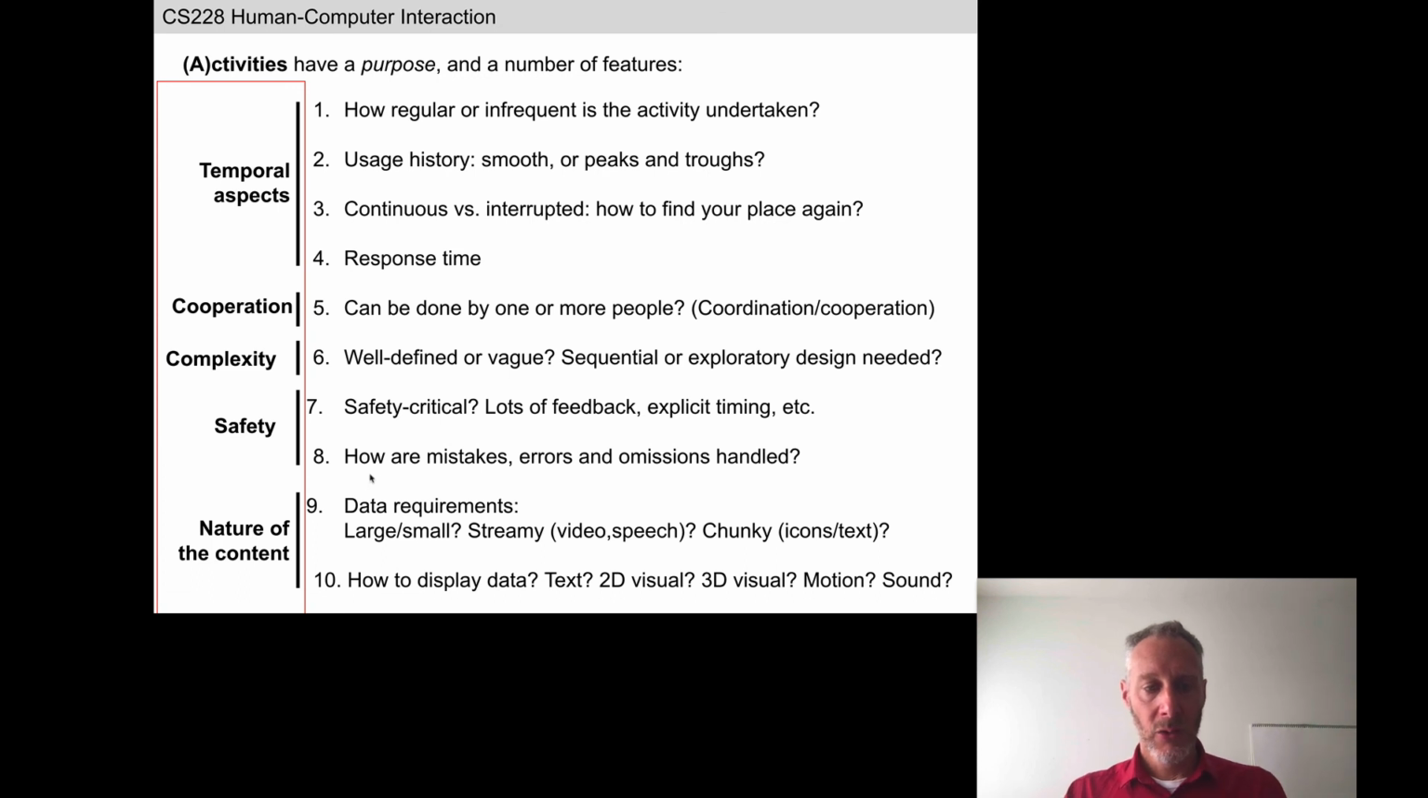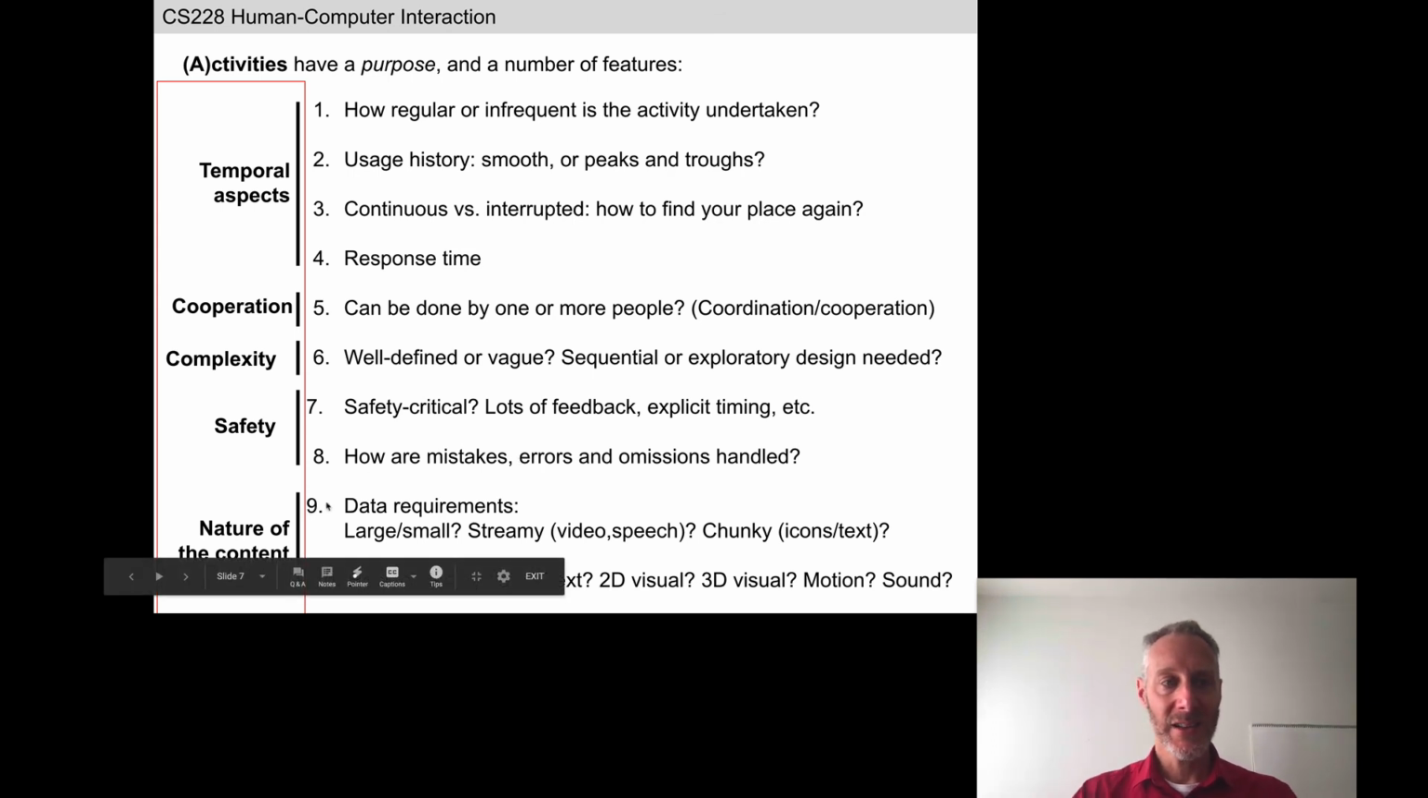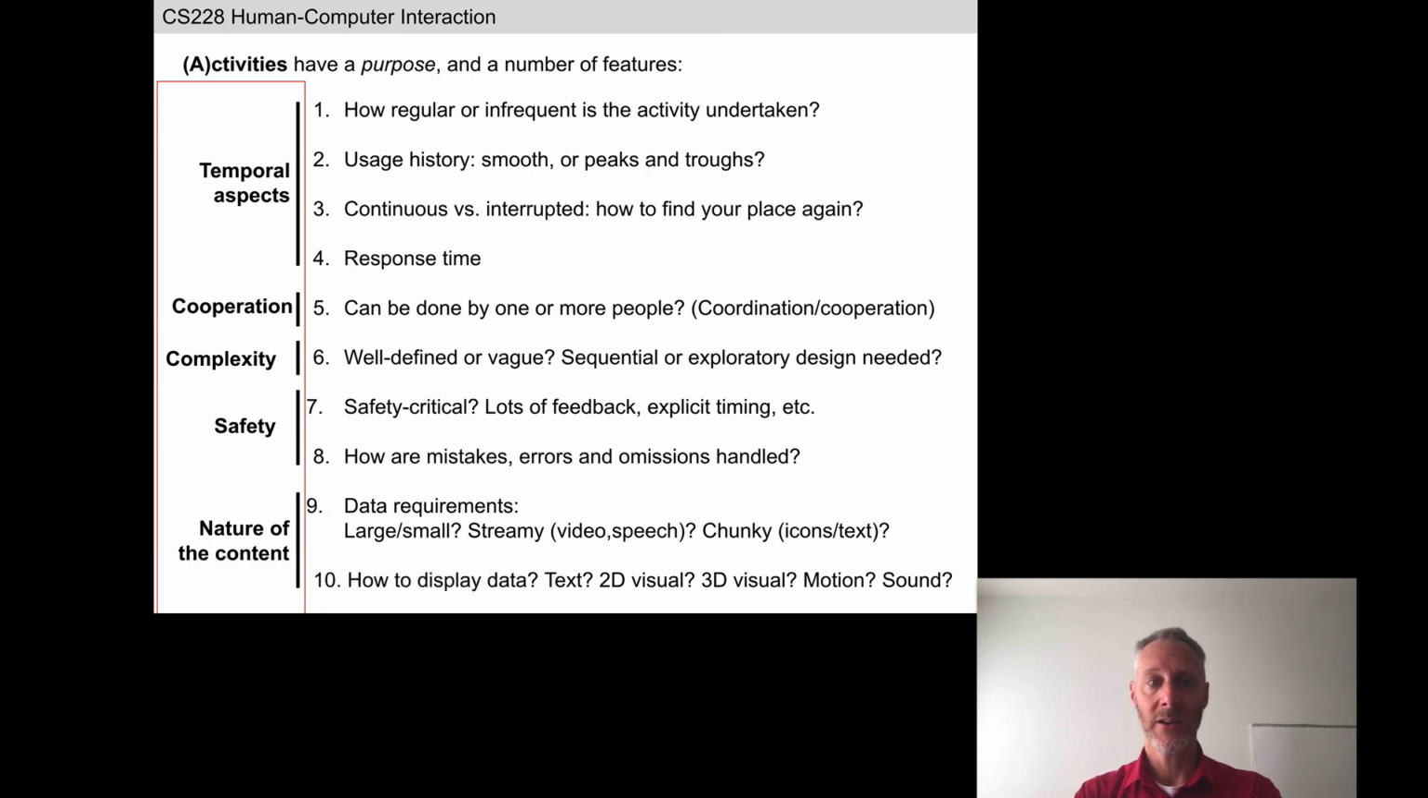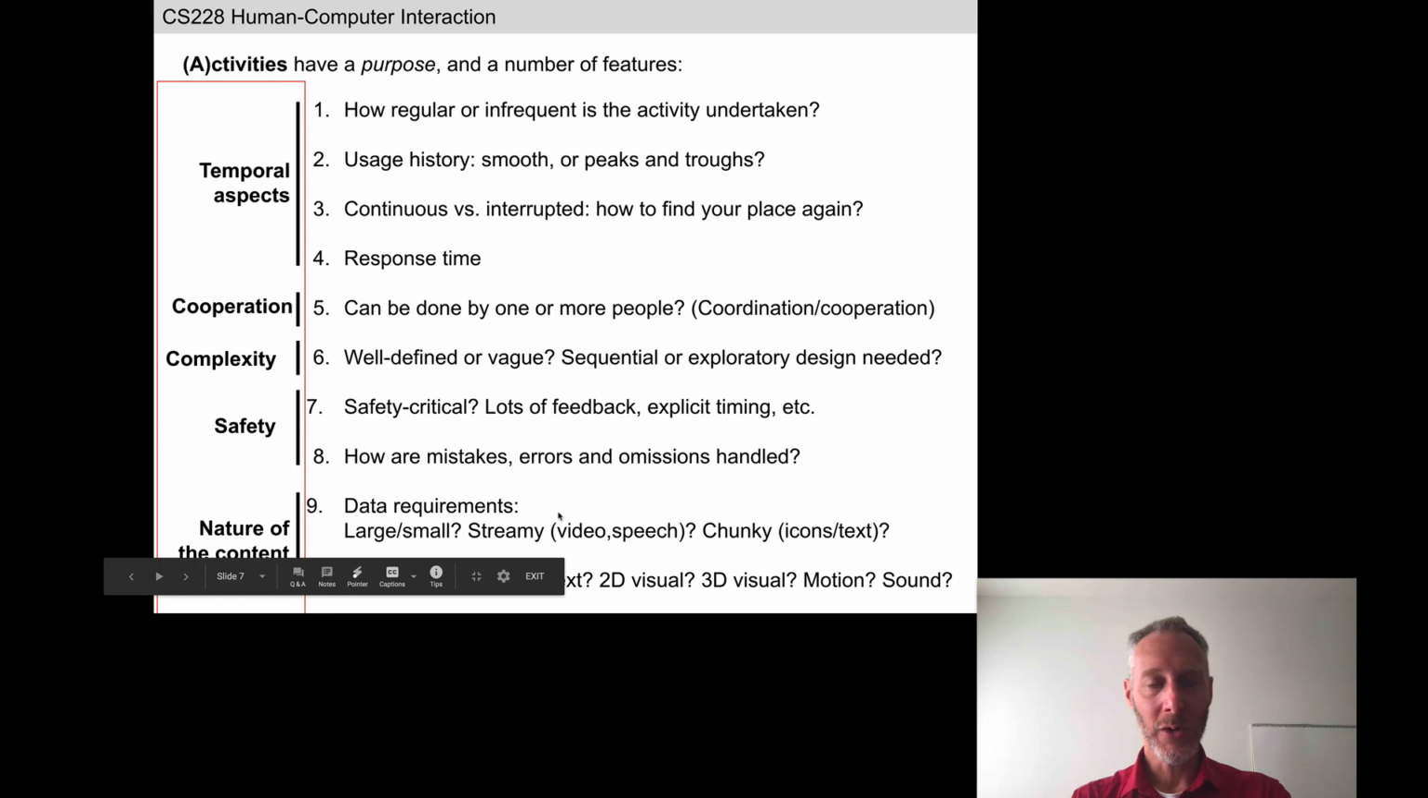Okay. Related to safety, assuming that our system is not perfect, that mistakes are possible, how do we deal with those mistakes, errors, or omissions? Okay, there's also, of course, data that is associated with an activity, data that is generated as part of the activity, or data that is consumed by the user during the activity. What is the nature of that data? First of all, how much data are we talking about? And are we talking about quote unquote streamy or chunky data?